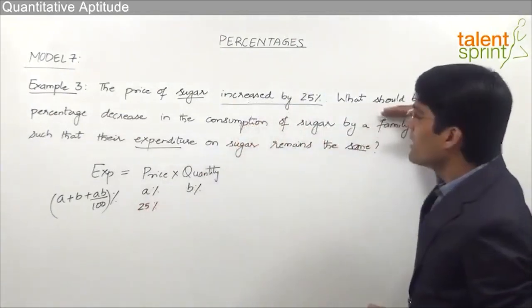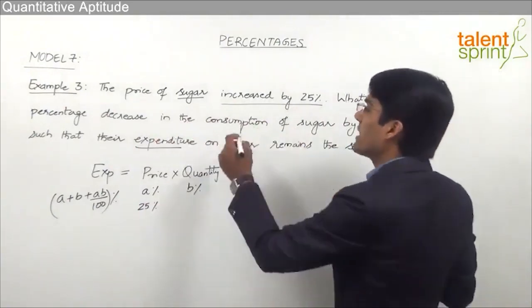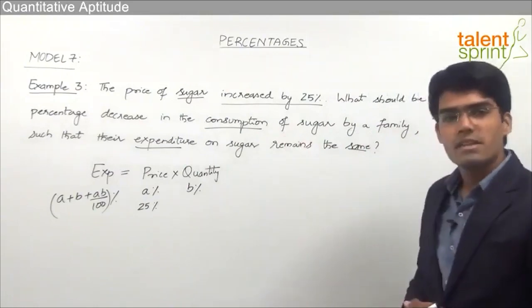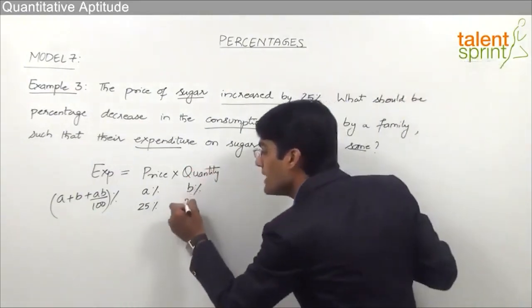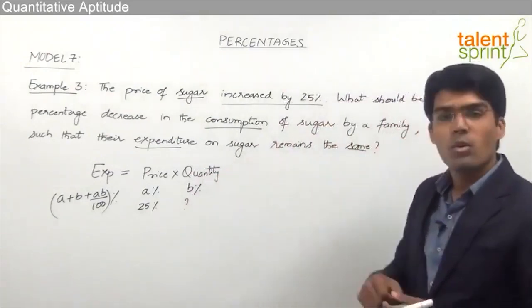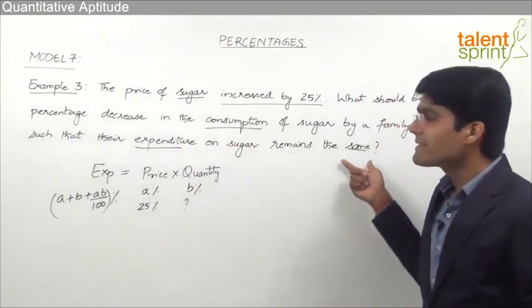And we are supposed to find out what should be the percentage decrease in the consumption of sugar. The consumption here is nothing but the quantity. So what should be the decrease in quantity? That means B should be calculated. The percentage change in B, or the percentage change in quantity, has to be calculated such that expenditure remains same.